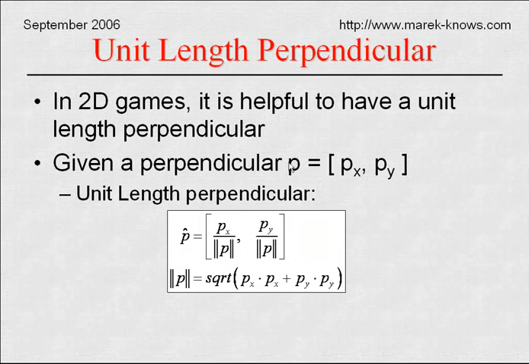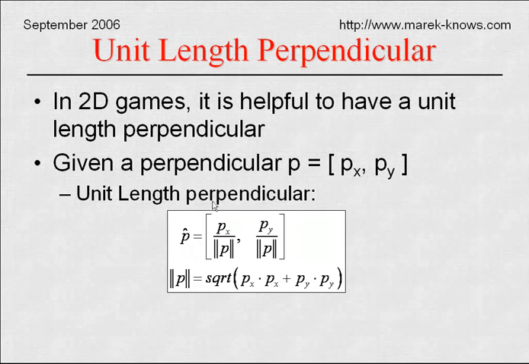If we have a perpendicular, and I've relabeled it now so that px is the x-coordinate of the perpendicular and py is the y-coordinate of the perpendicular, to get the unit length perpendicular, we do the following. We take the x component and divide it by the magnitude, and we take the y component and divide it by the magnitude. The magnitude of the perpendicular is equal to the square root of px squared plus py squared. After you have the magnitude of the perpendicular, you just take each of the components of the perpendicular and divide it by the magnitude. Doing this will give you a unit length perpendicular.